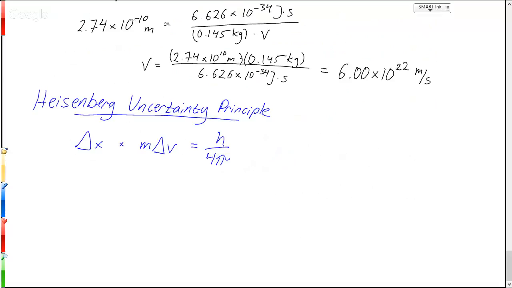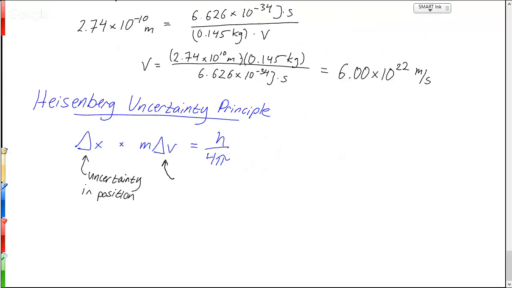All right, so what does this mean? The delta x is the uncertainty in position. So that's like saying, how well do we know the position? How well do we know where something is? Do we know it within a meter? Do we know it within a nanometer? Do we know it within smaller than that, 10 to the minus 3 meters? How precisely do we know the position?